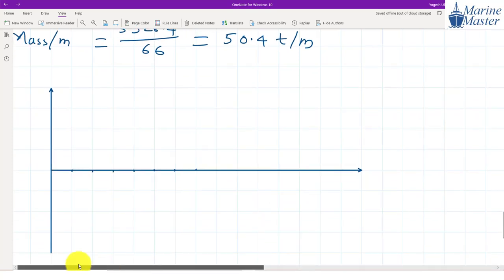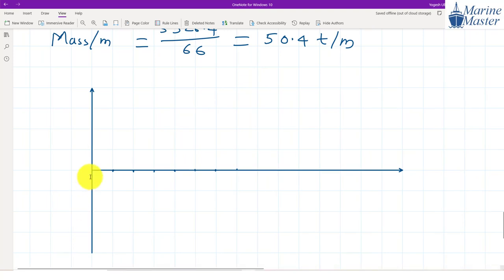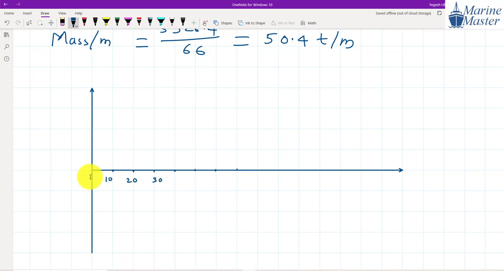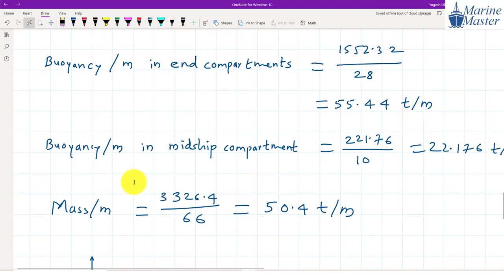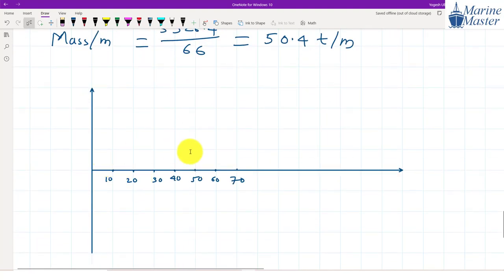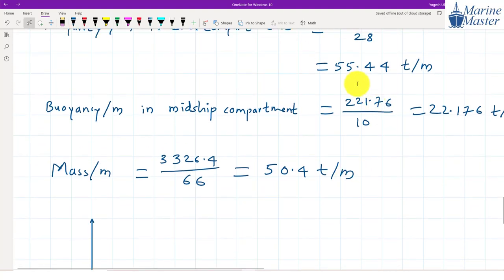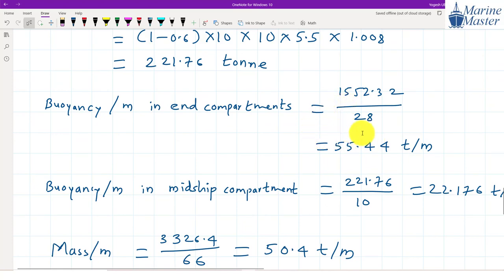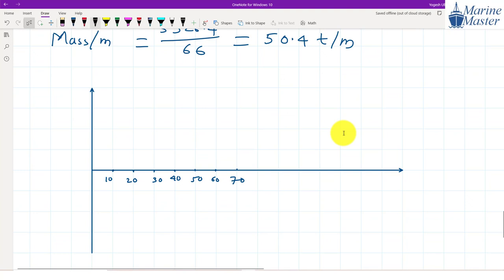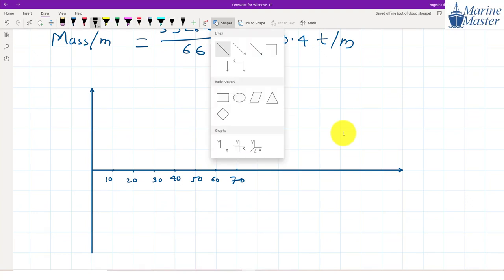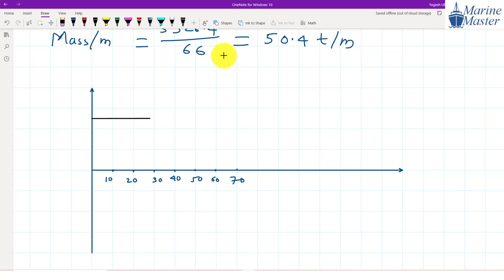Guys, here I am drawing roughly. You can take a proper scale and draw as per that. So for me, 10, 20, 30, 40, 50, 60 and 70. Up to this one, guys, end compartments, 28. How much buoyancy are we getting in end compartments? 55.44. So roughly I am drawing up to 28. Guys, observe here. I will erase these things so that you will not get confused.